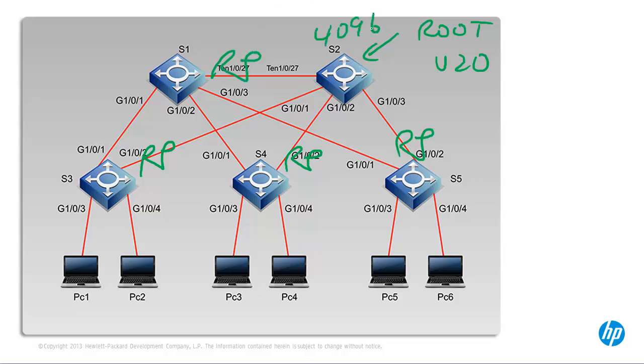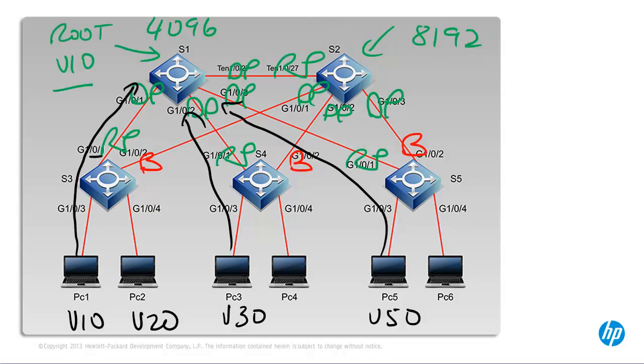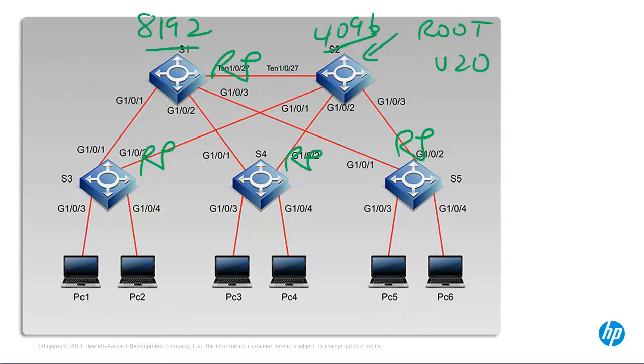We would make this switch have a priority of 4096 for VLAN 20, and this switch have a priority of 8192 for VLAN 20. Note please, that's the opposite of what we did with VLAN 10. Switch 1 had a priority of 4096 and switch 2 had a priority of 8192. That's been flipped round for VLAN 20. Designated ports would now be determined as follows. Blocking ports would be determined as follows.